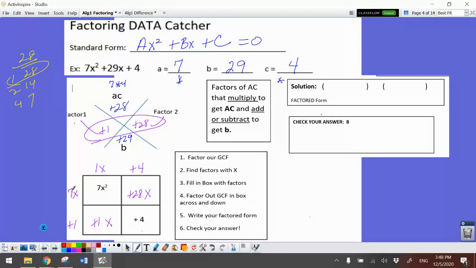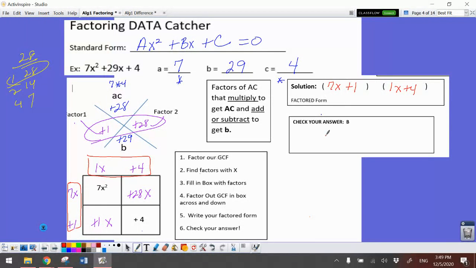So what I just did is I created my binomials. My first binomial is 7x plus 1. The second binomial is 1x plus 4. So that is my factored form. I've pulled it all the way back to the binomials.